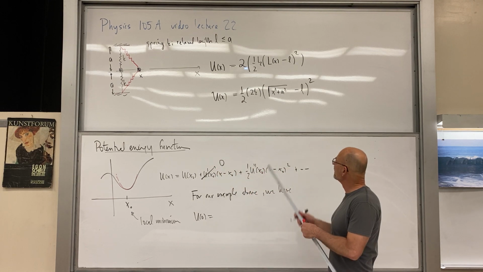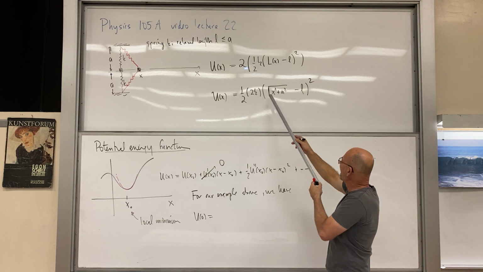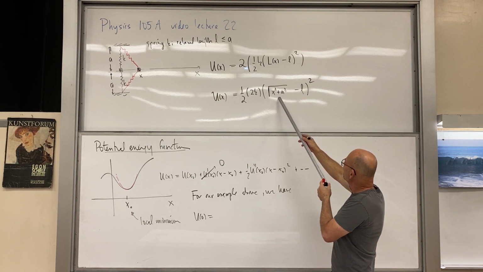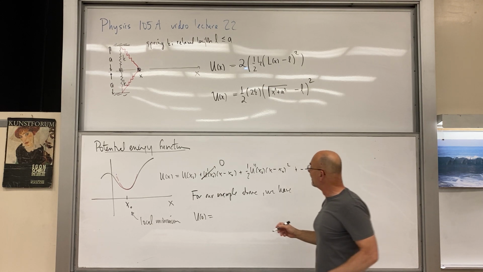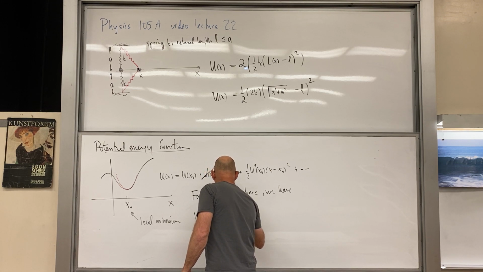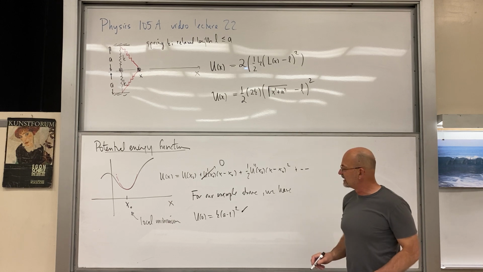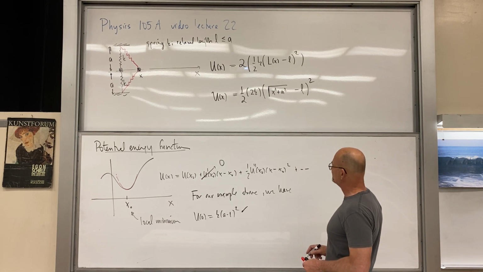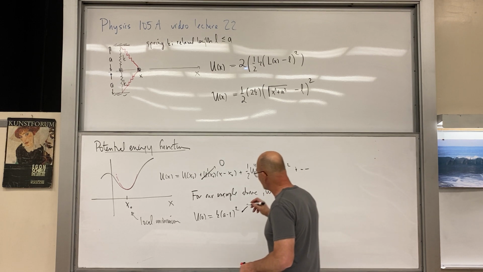Easy enough to find. We have 1/2, 2 cancels, so we have k. And then 0 squared, so the square root of a squared is a, so just a minus l. So we have k times a minus l, the quantity squared, okay? But that's just a constant, it doesn't really mean much for the dynamics. Let's take two derivatives.